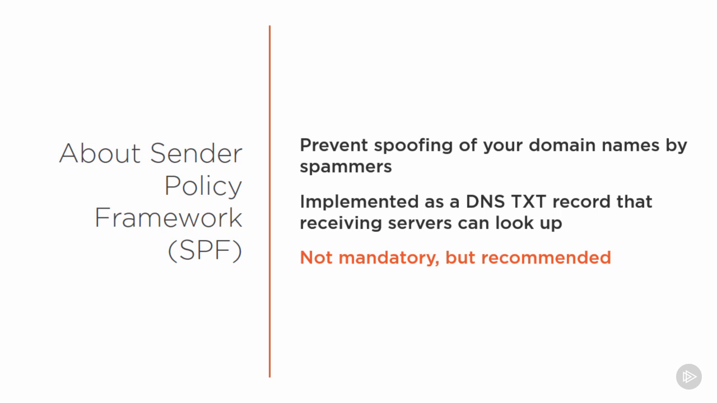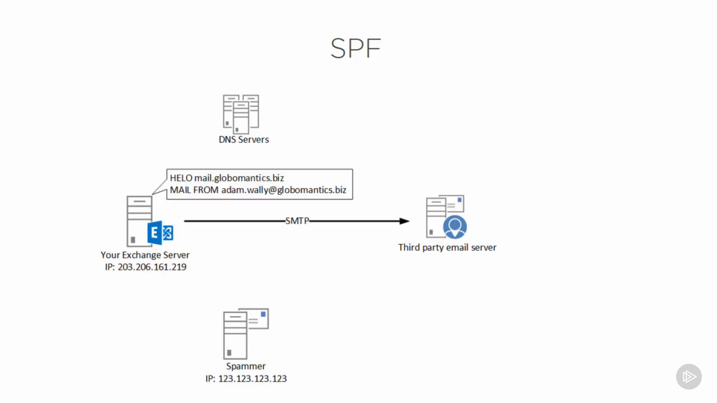SPF records are not actually mandatory, but they are recommended these days because more and more mail hosts are rejecting email from domains that don't have an SPF record. So here's how SPF basically works. Your Exchange server is going to make a connection to a third-party email server. It's going to announce itself as perhaps mail.globomantics.biz and say it's got an email from adam.wally@globomantics.biz.